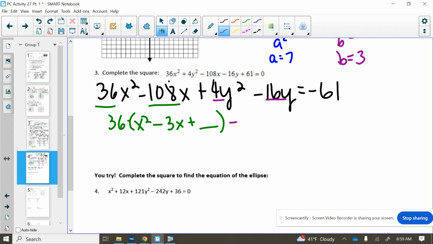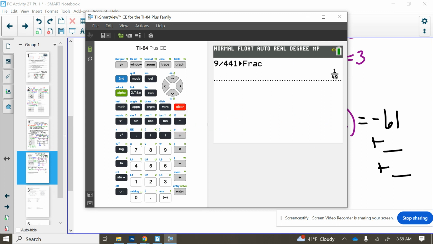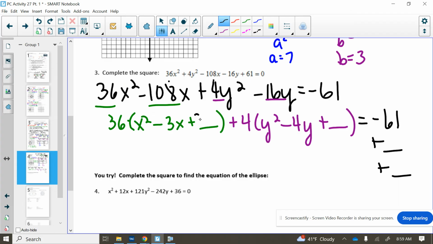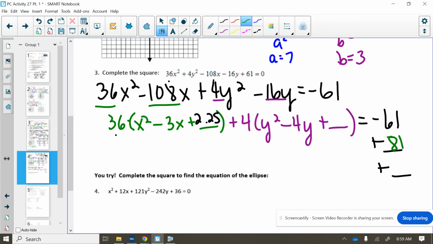Then we have a 4 to take out. We should have y squared minus 4y that we're completing the square on. Now, reminder on this side, the -61 will get 2 blanks added to it. On the right-hand side, be very careful. When we divide -3 by 2, and we square that value, we actually get this lovely decimal. -1.5 squared is 2.25. But reminder, when we add to the other side, you really are adding 36 times that. So a total of 81 will get added over here.